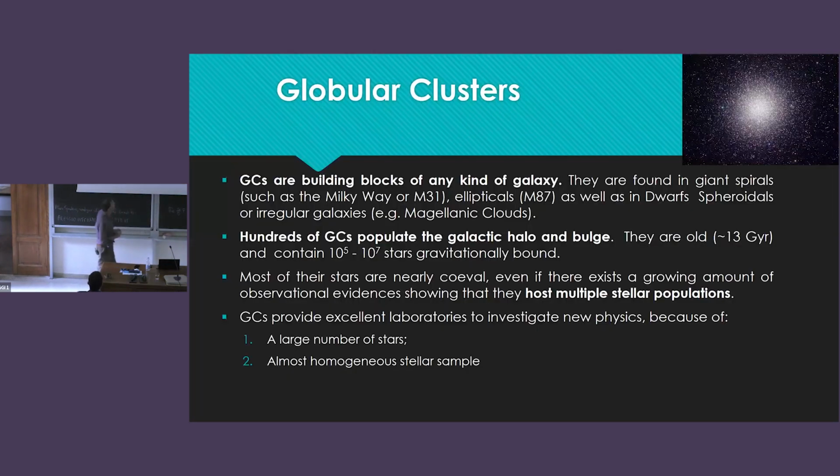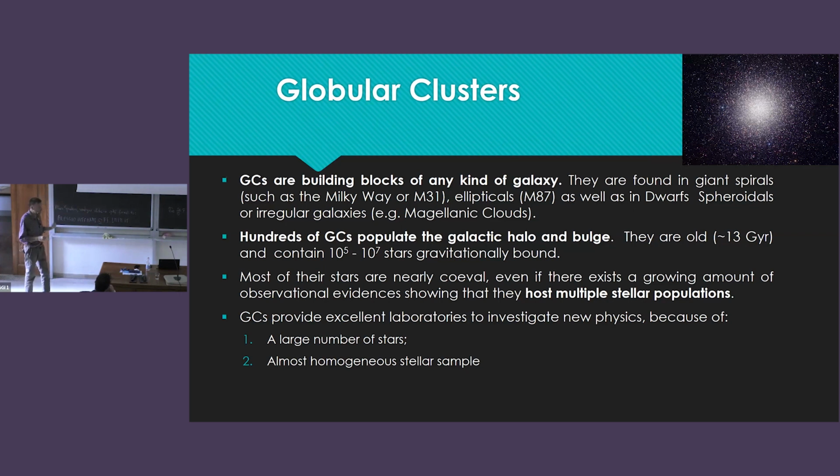And I show now some examples of what we can do with globular clusters. Globular clusters are groups of stars, up to 10^7 stars, bound by mutual gravitational interaction. They are very common in any kind of galaxy. In the Milky Way, we find globular clusters in the halo, so they are among the oldest stellar populations, with typical ages of 12 to 13 gigayears, among the oldest objects in our galaxy. And also in the bulge, in the central very dense regions, 1 or 2 kiloparsecs from the galactic center, we find globular clusters.